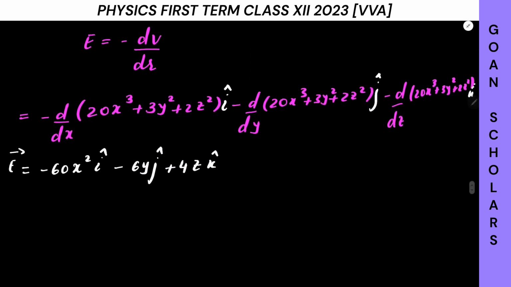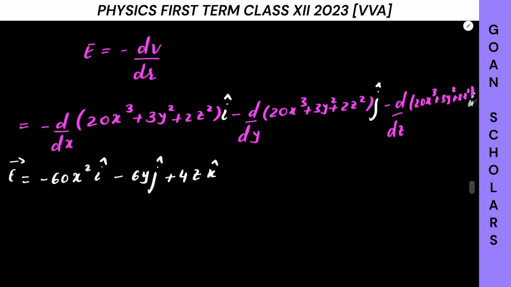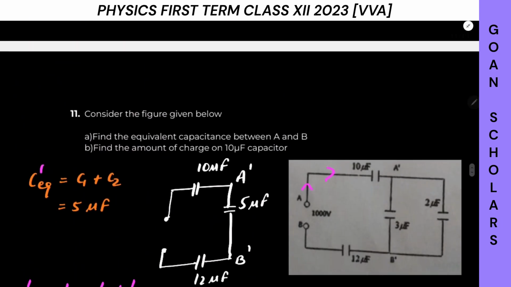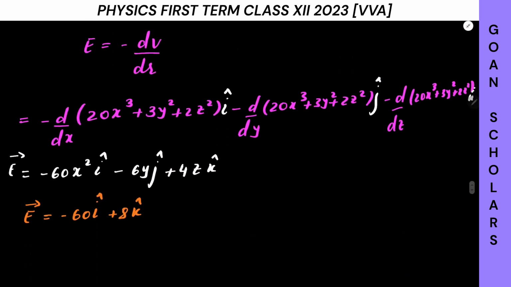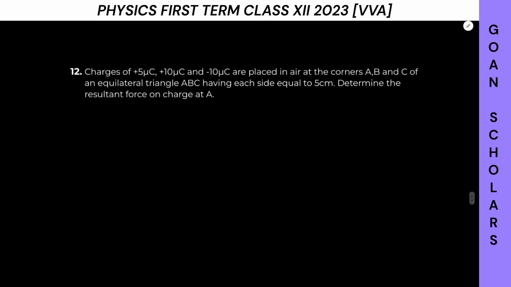Now if this is our electric field, what will be the electric field at point 1, 0, 2? Let's put x as 1, so putting here minus 60i, 0, and 2 plus 8k. So this is our answer for the OR part of question number 11. Let's move to the 12th one.